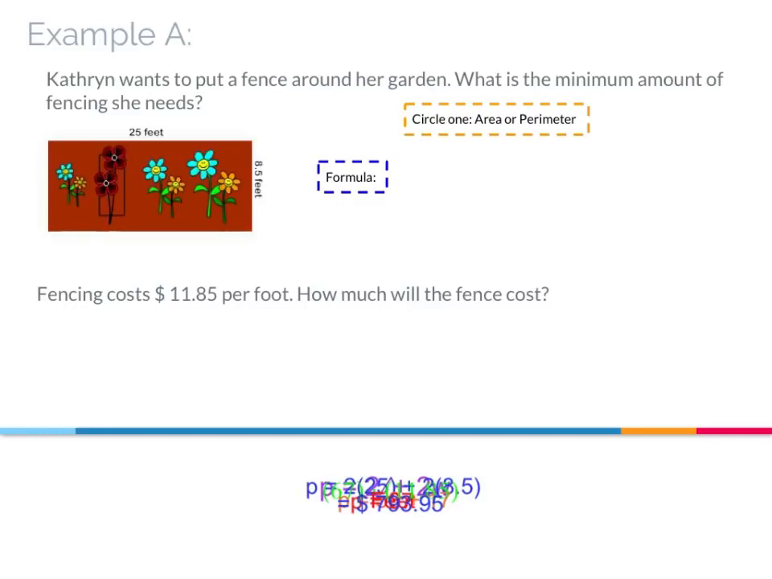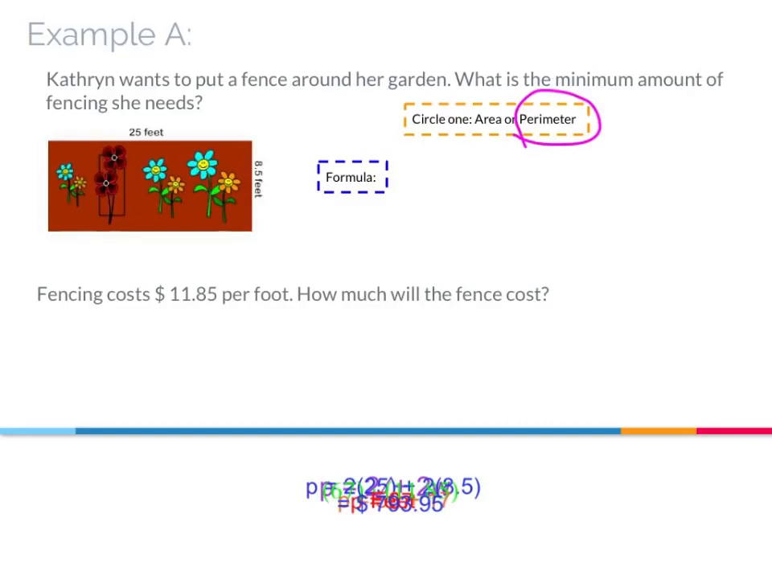So in order to answer this question, we need to first determine if we need to solve for area or perimeter. Since Catherine wants to put a fence around her garden and not fill her garden up with fences, we need to solve for perimeter. To find the perimeter of our garden, I need to look at the shape of our garden. The shape of our garden is a rectangle, so I need the formula for finding the perimeter of a rectangle.